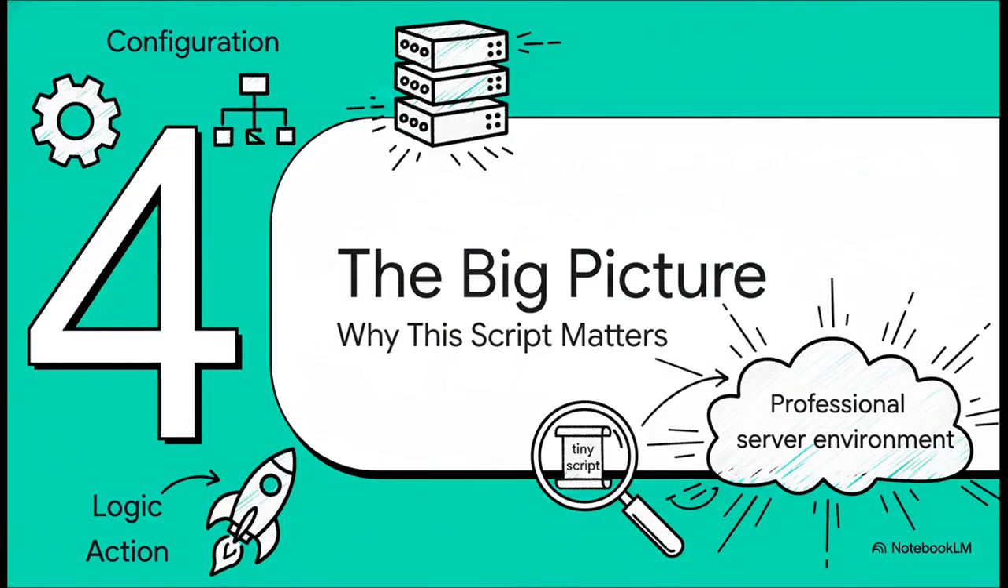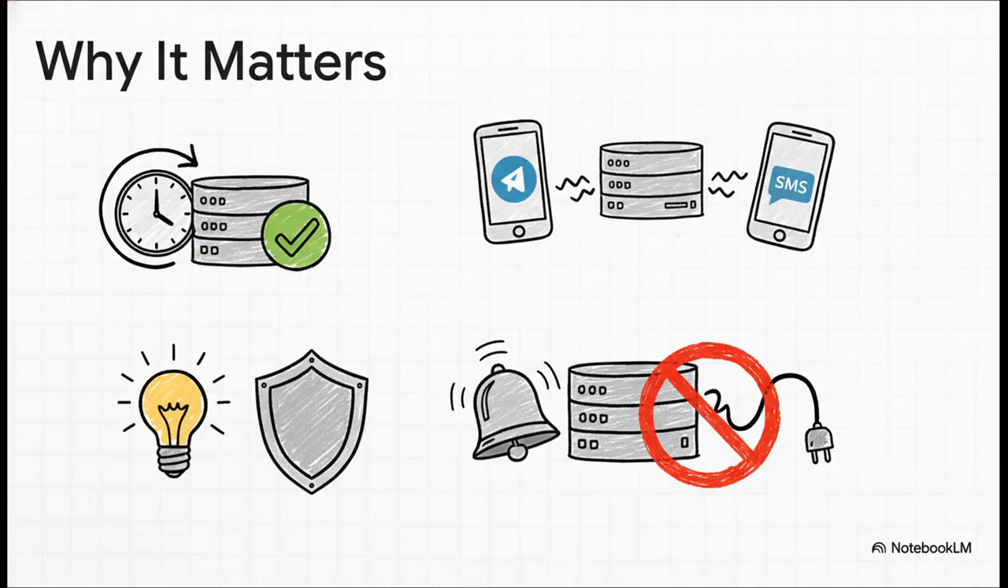Okay, so we've seen the setup, we've seen the logic, we've seen the action. Let's just zoom out for a second. Why does a tiny, simple script like this matter so much in a real-world professional server environment? So why is this a game changer? Well, first, it automates a check that no human could ever do reliably, 24/7. Second, it gives you instant alerts on multiple channels, so you just can't miss it.